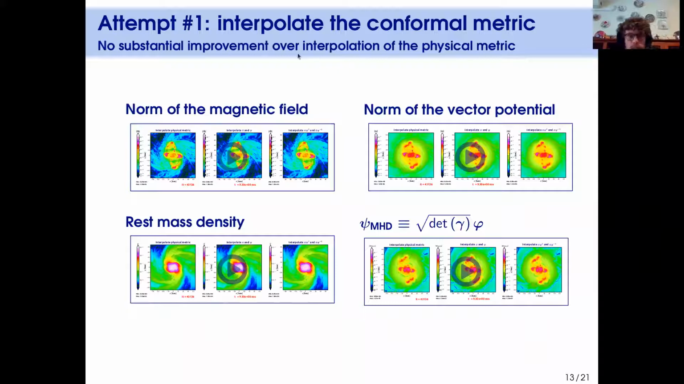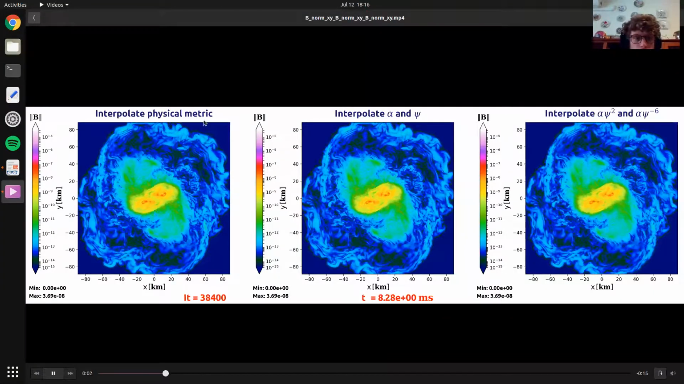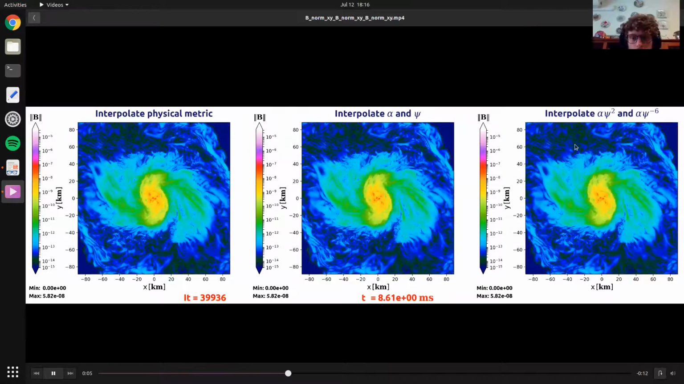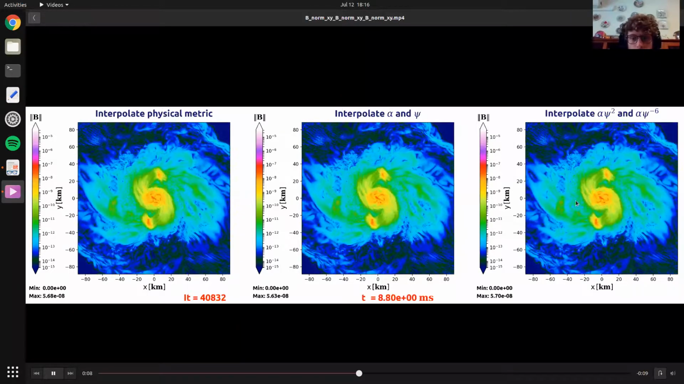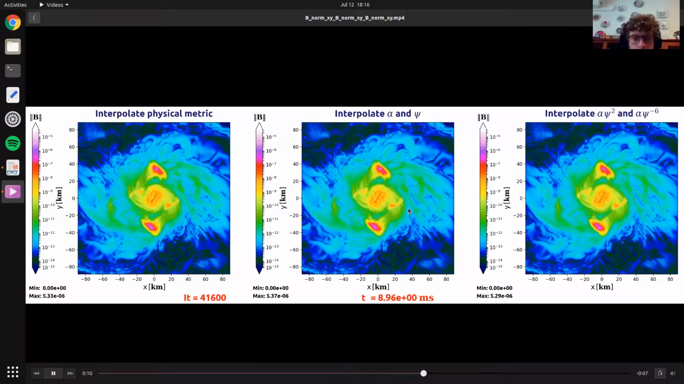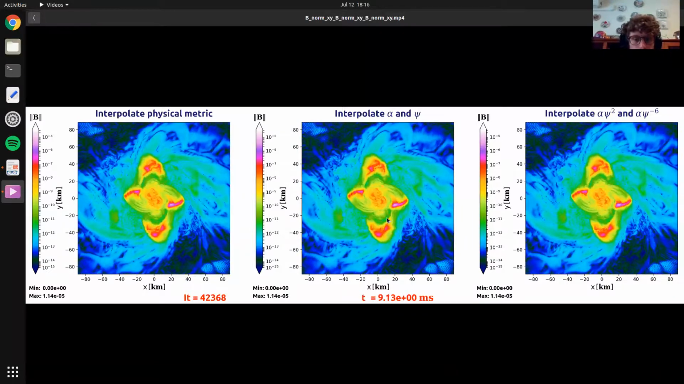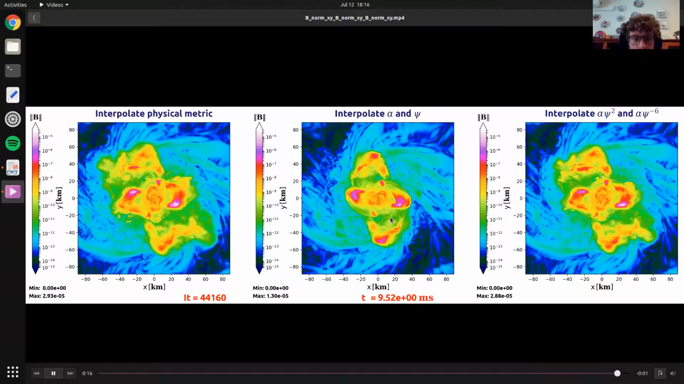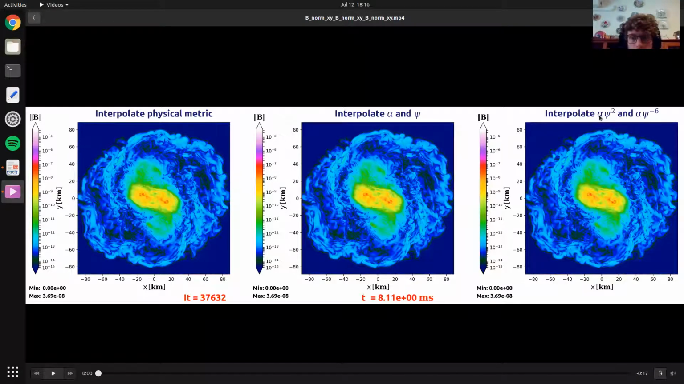Unfortunately, interpolating the conformal metric gave no substantial improvement over the interpolation of the physical metric. So let me show you maybe just one movie for the magnetic field. You see that interpolating the physical metric or the conformal metric in either way gives no substantial improvement, right? The situation is quite similar in all the three cases.